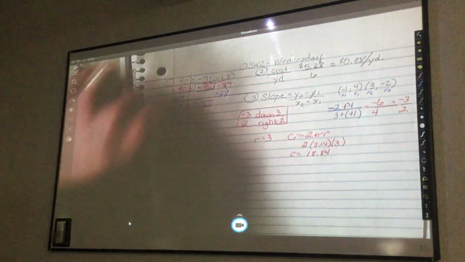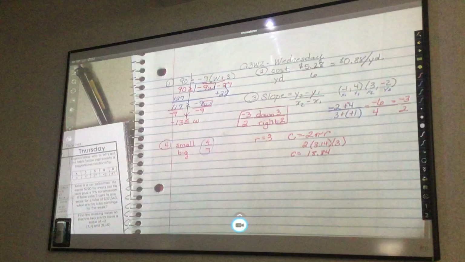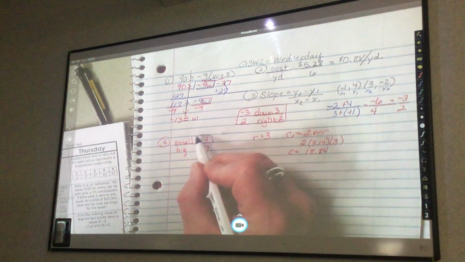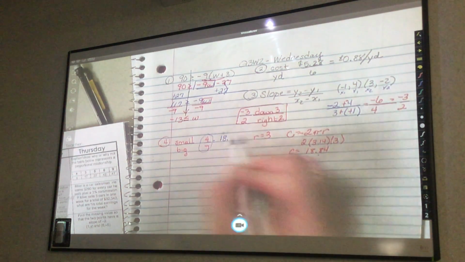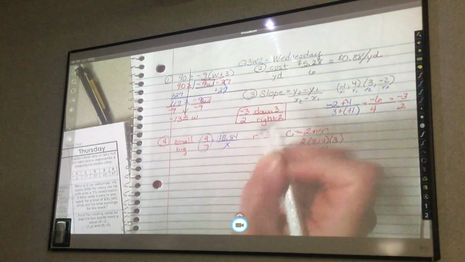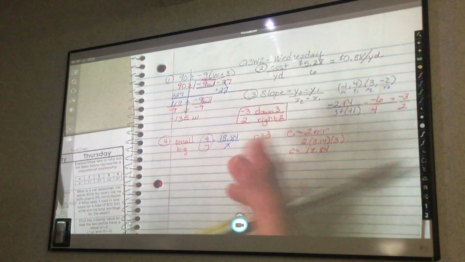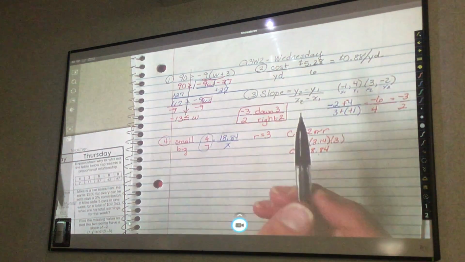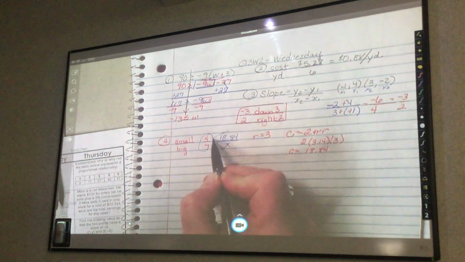I'm going to come back to the ratio, and if this is the small to big, my small circle circumference is 18.84, so I don't know my x. How do we solve for x? Cross multiplication. Only one person knows how I solve for it? Cross multiplication or cross product.